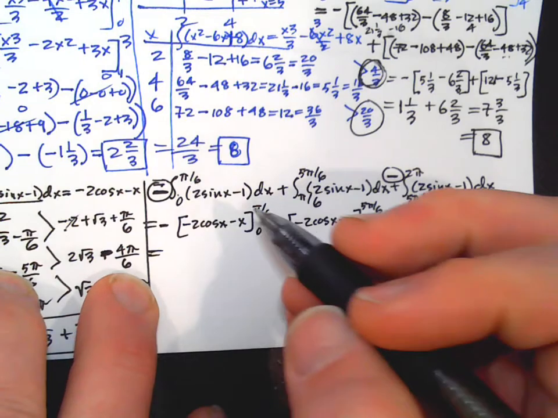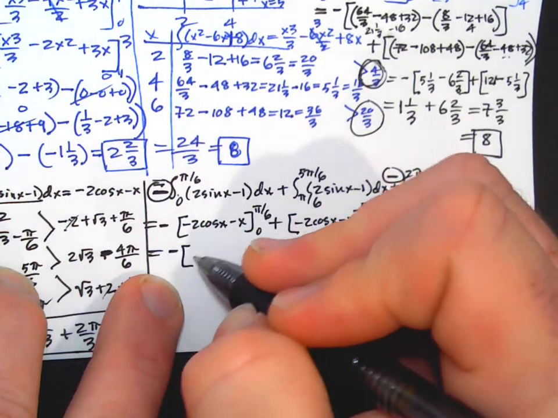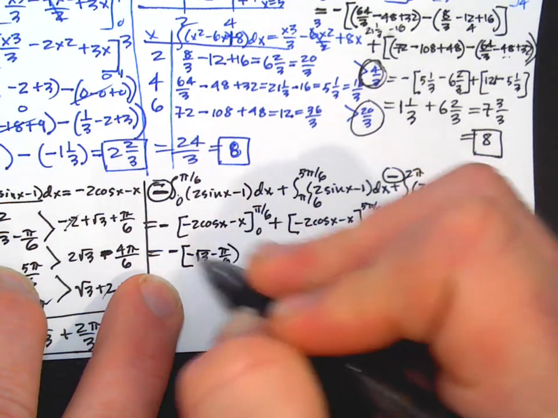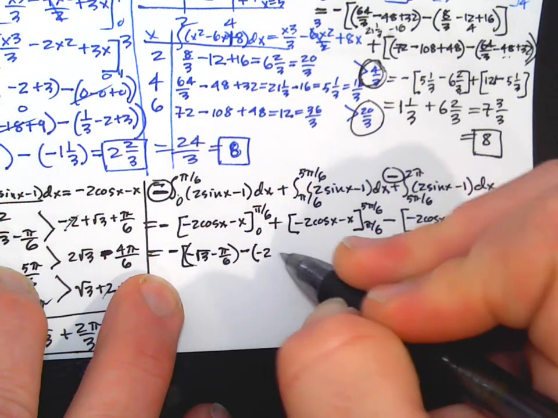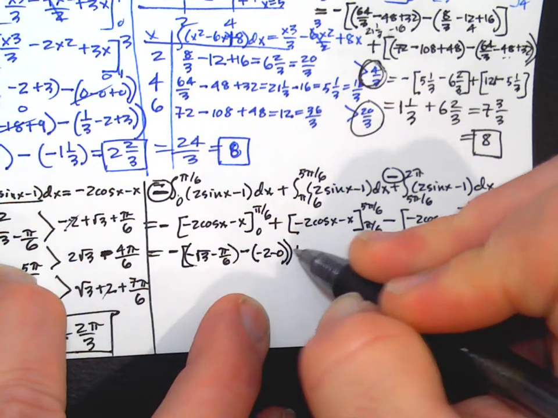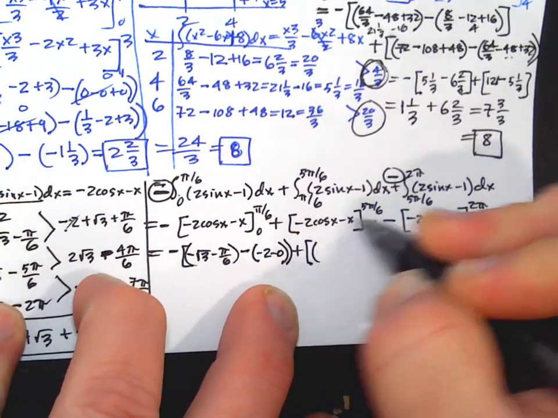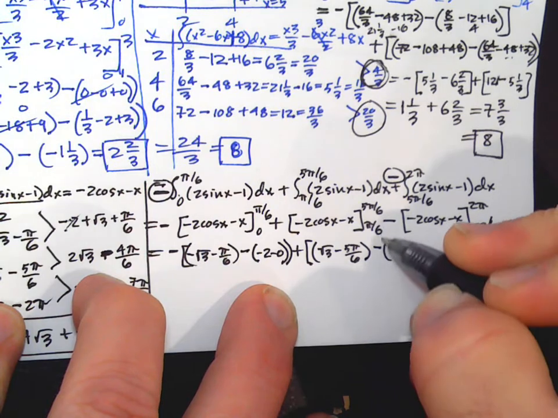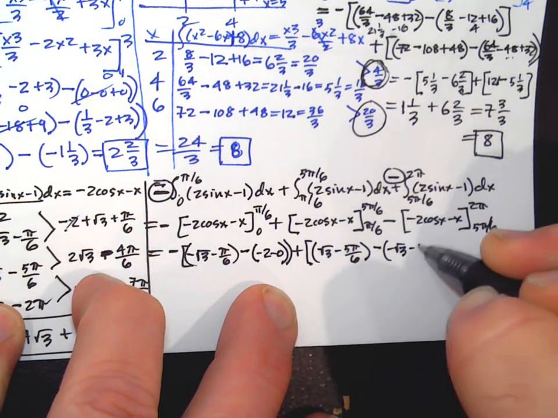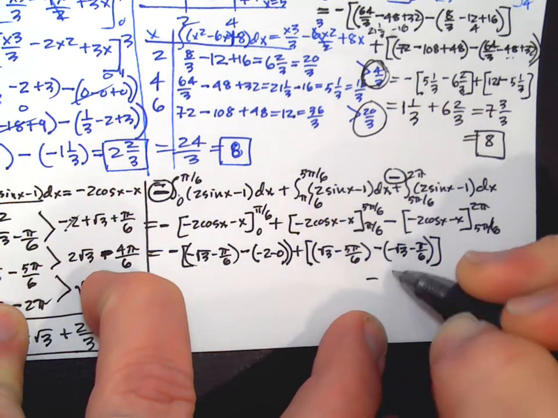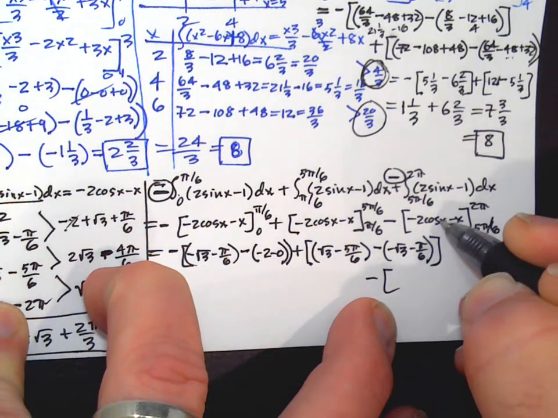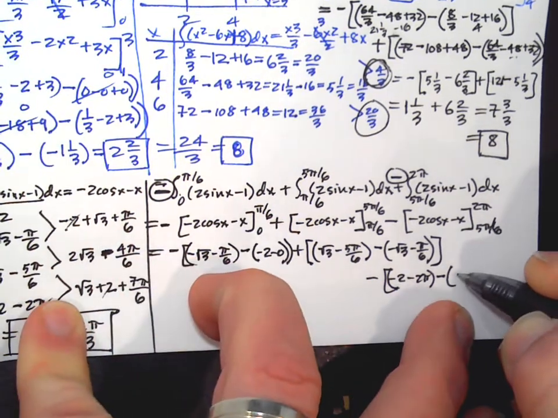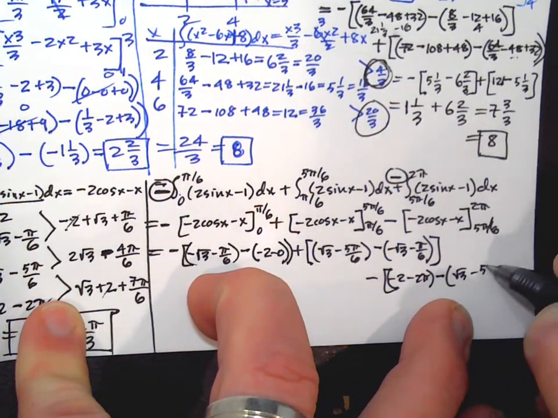I think the table thing also just helps me to not make as many mistakes with negatives and stuff. So cosine pi over 6 root 3 over 2 is going to be negative root 3 minus pi over 6, minus, I got to plug 0 in, so it's going to be negative 2 minus 0. Plus, then we gotta do this one. So it's gonna be positive root 3 minus 5 pi over 6, minus, you gotta plug pi over 6 in, so it's gonna be negative root 3 minus pi over 6, minus, we gotta do this guy, cosine 2 pi is this, so it's gonna be negative 2 minus 2 pi, minus, then we plug 5 pi over 6 in, we get positive root 3 minus 5 pi over 6.